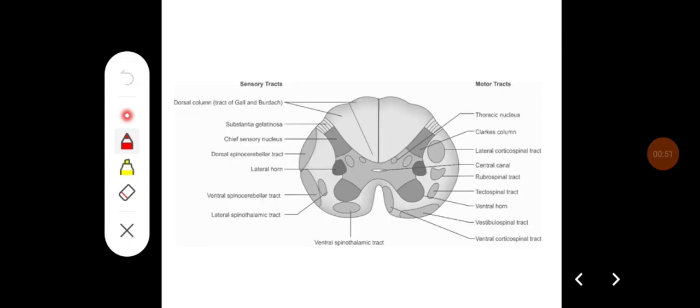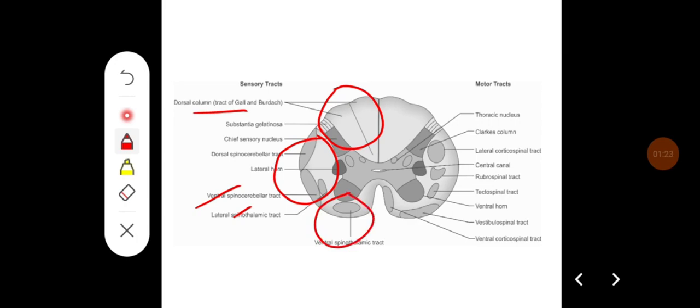If you see in the spinal cord, the ascending tracts are mainly the dorsal column and the lateral column. The dorsal column mainly runs in the posterior aspect of the spinal cord, whereas lateral columns like the lateral spinothalamic tract, ventral spinocerebellar and lateral spinocerebellar tracts run in the lateral aspect of the spinal cord, whereas the anterior spinothalamic tract runs in the anterior part of the spinal cord.